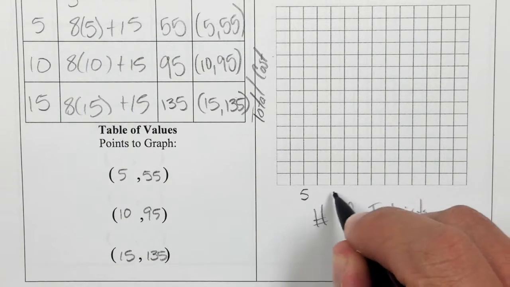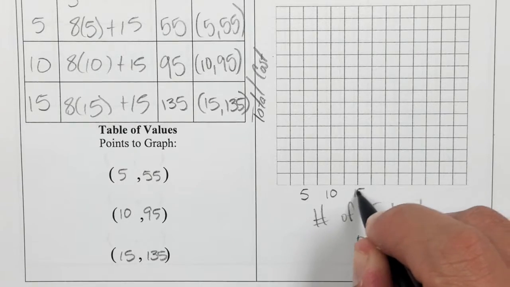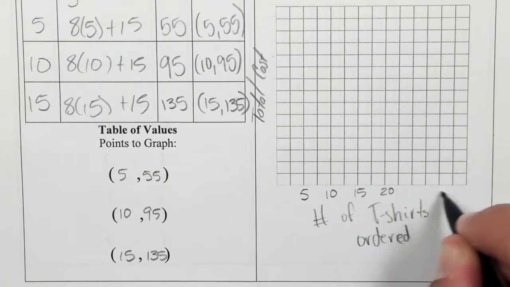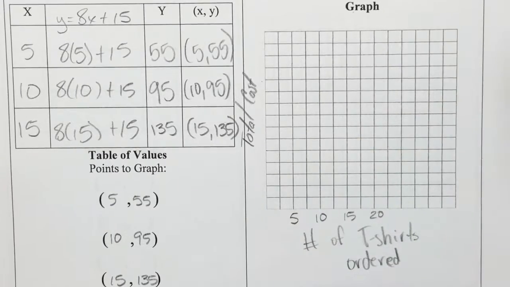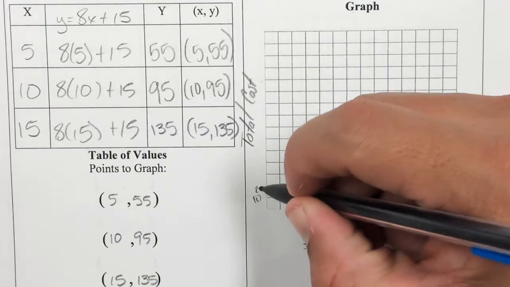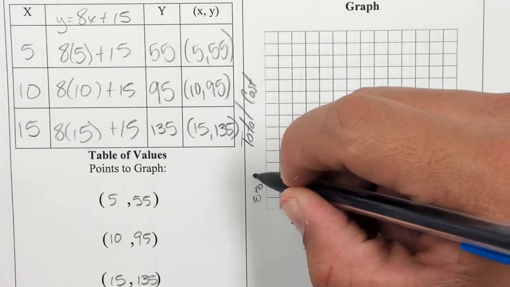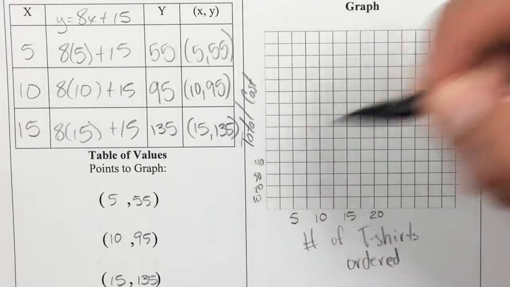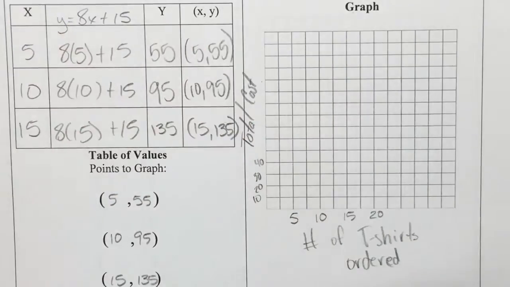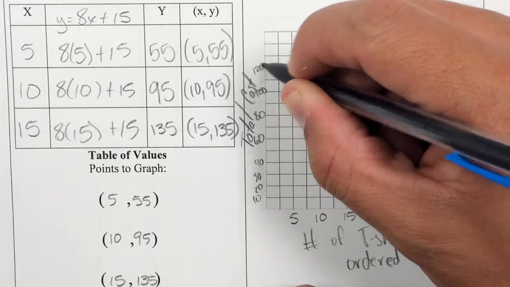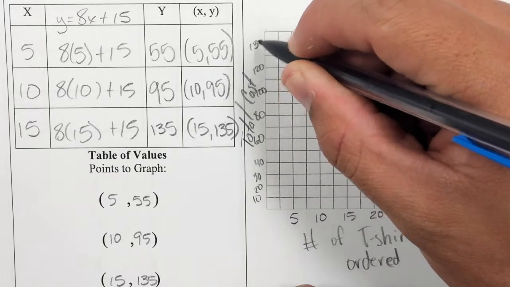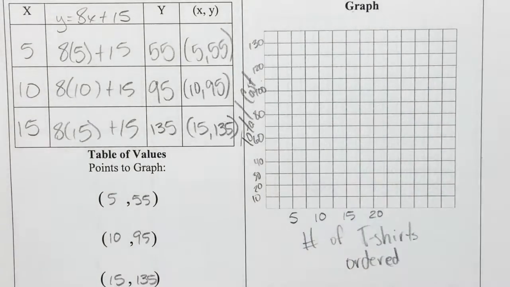We'll say 5, 10, 15, 20, so on and so forth. And on this side, I may go up by 10s each time. So 10, 20, 30, 40, you know, whatever. And just to save myself some time, I'll say 60, 80, 100, 120, 130, and there you go.